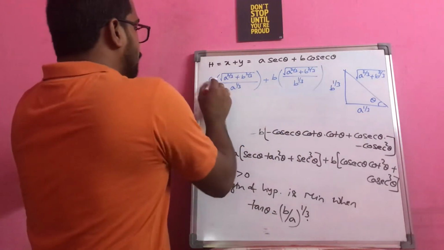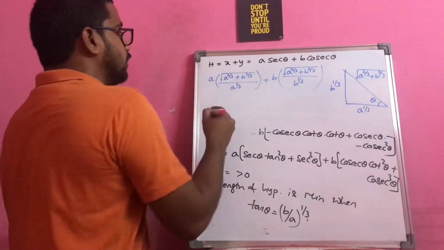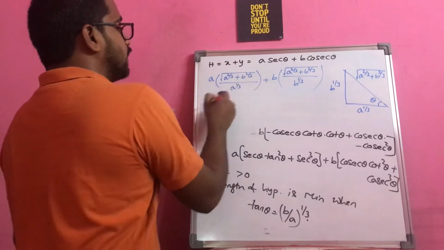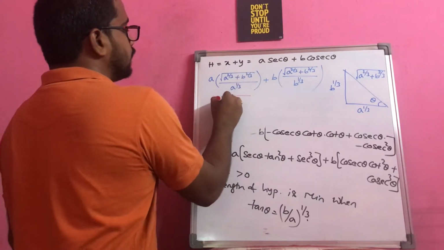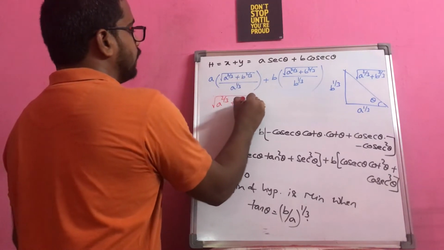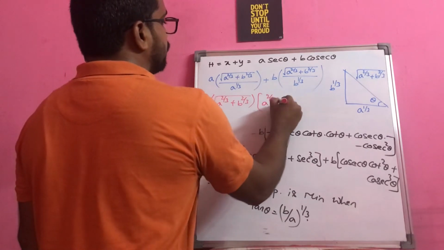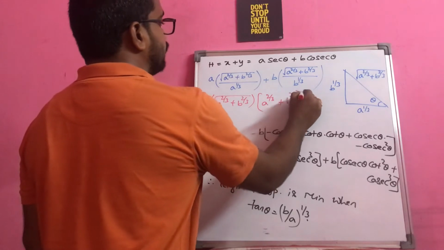a by a power 1 by 3 will give me a power 2 by 3. And before that, in this entire thing I can pull a power 2 by 3 plus b power 2 by 3 as a common. Then I will get inside the first term a power 2 by 3 plus b power 2 by 3. Correct?